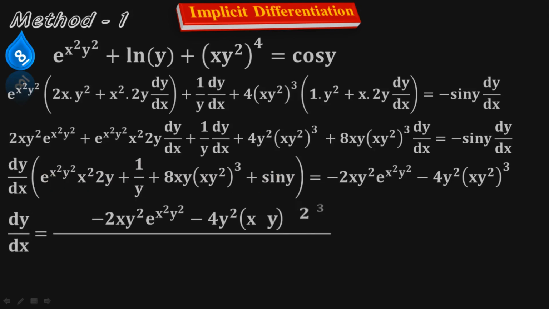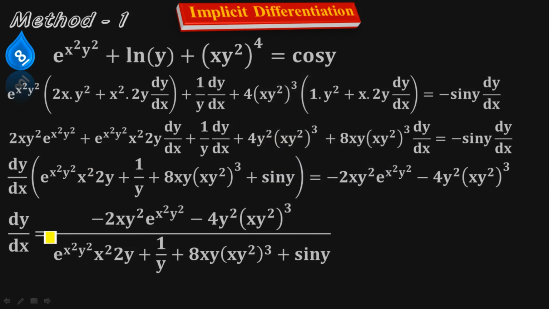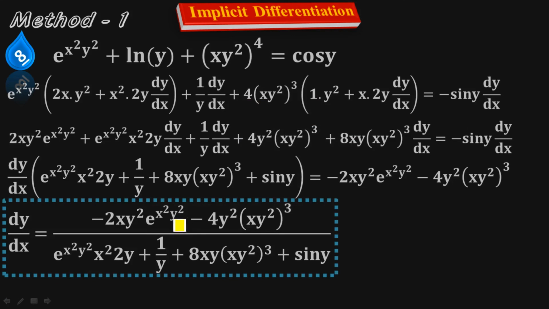Therefore, I will have dy/dx equals negative 2 into x times y squared times e to the x squared times y squared, minus 4 into y squared into (x times y squared) to the whole cube, all over e to the x squared times y squared times x squared times 2y, plus 1 over y, plus 8x times y into (x times y squared) to the whole cube, plus sine y. This is the final answer. This is going to be the derivative of the given expression by applying implicit differentiation using method number 1.